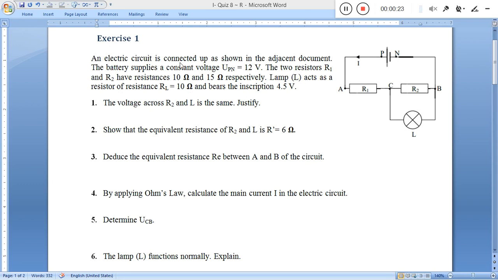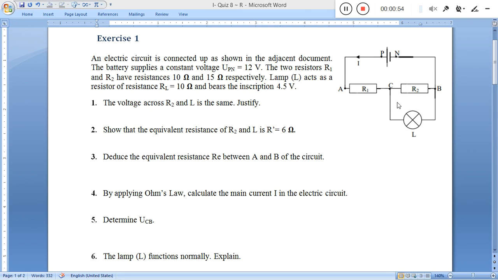An electric circuit is connected as shown in the adjacent document. The battery supplies a constant voltage, UPN, equal to 12 volts. Usually we write the given data on the drawing. The two resistors R1 and R2 have resistances 10 ohms and 15 ohms respectively. Lamp L acts as a resistor of resistance RL equals 10 ohms, so we can consider it as a pure resistor, and it bears the inscription 4.5 volts.